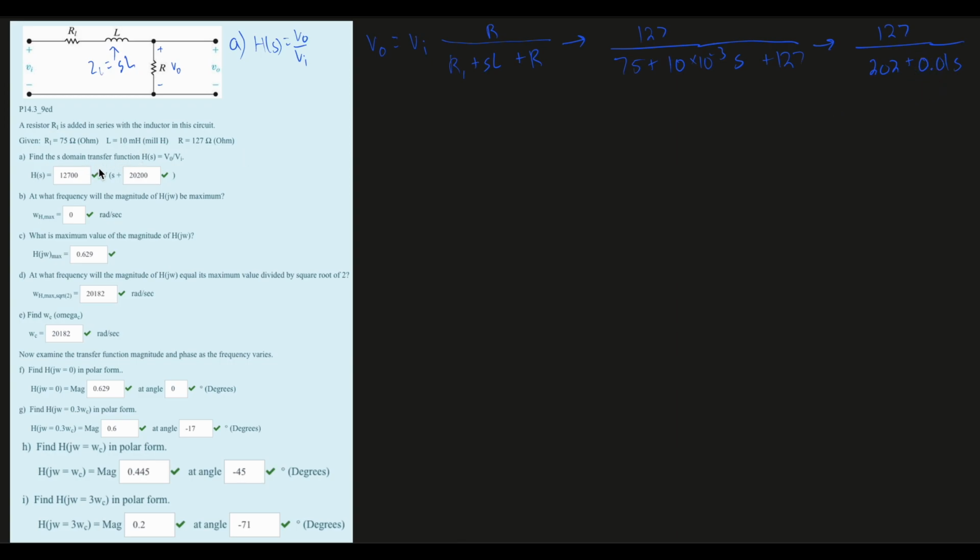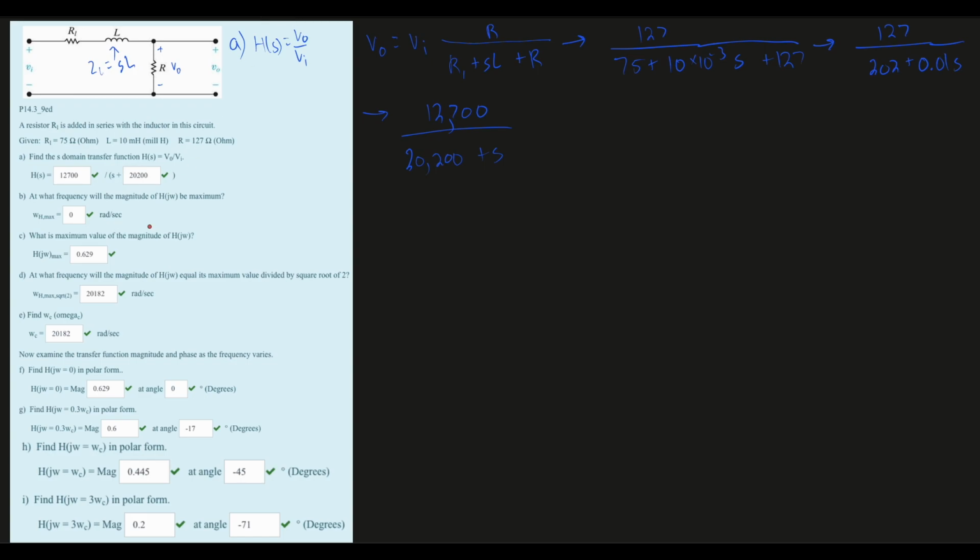We need to get S by itself for this answer. To do that, we are going to multiply the top and bottom by 1 over 0.01. If we do this, we're going to get 12,700 over 20,200 plus S. And so this would be our answer.